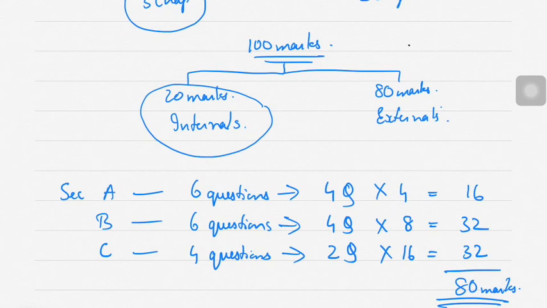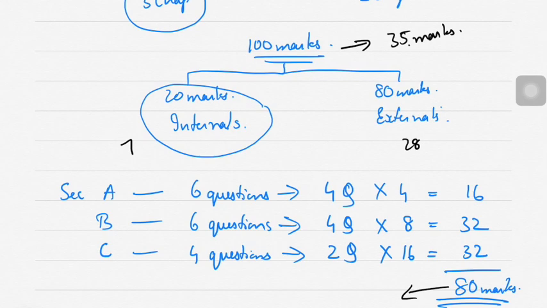Out of 80, minimum you have to score 28 marks to pass, and out of 100, minimum you have to score 35 marks to pass. So out of 80 if you are scoring 28, and out of 100 if you are scoring 35, that means in your internals you have to score minimum 7, then only you will pass. Correct? So 28 plus 7 makes 35.